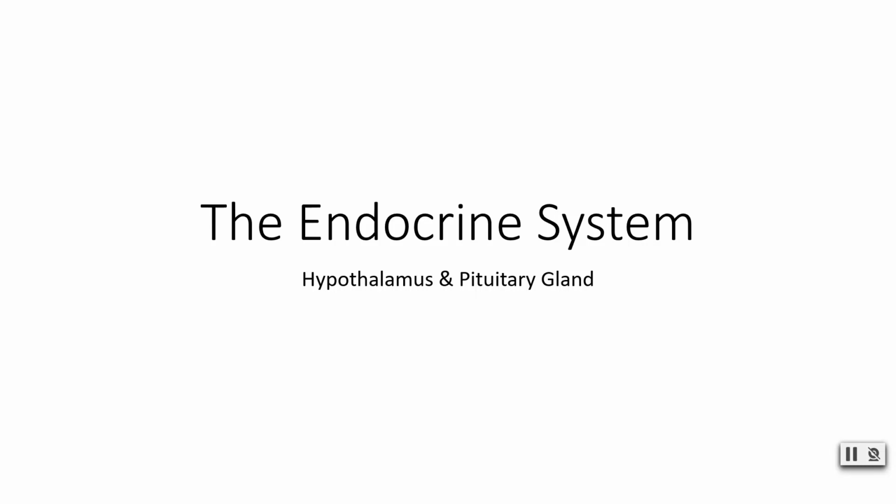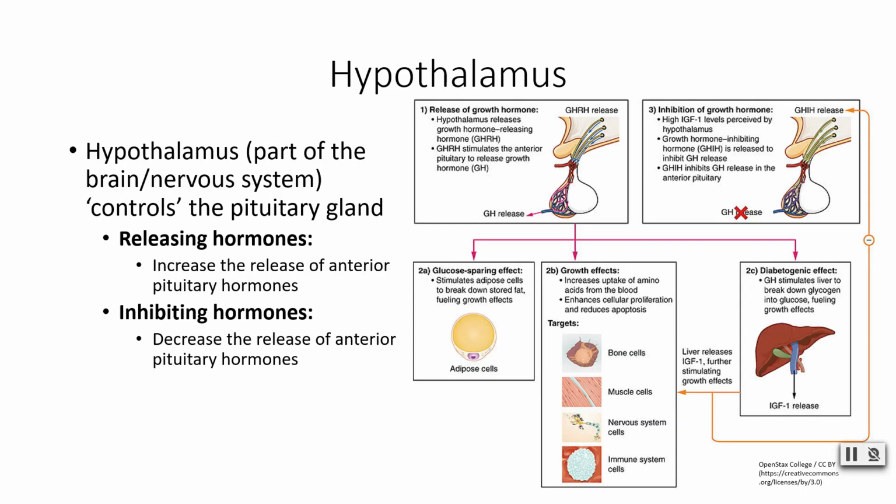In this lecture, we'll discuss the hypothalamus and the pituitary gland. Your hypothalamus is part of your brain, so it's part of your central nervous system, and it controls your pituitary gland. Okay, so in our image, this area up here is your hypothalamus, and it directly controls your pituitary gland right below it. Your pituitary gland has an anterior and a posterior section. And your hypothalamus is really kind of the boss of your anterior pituitary gland.